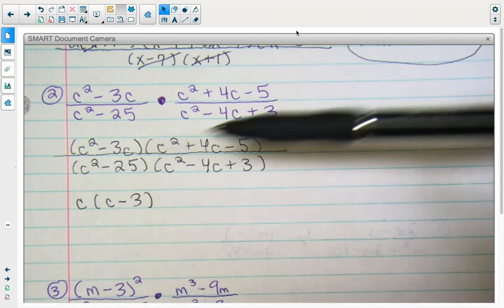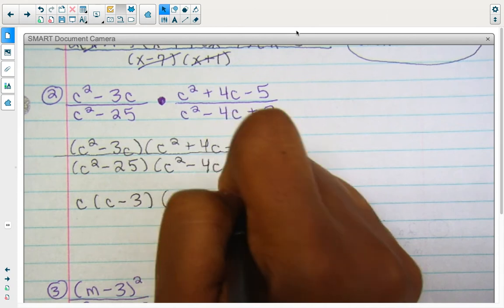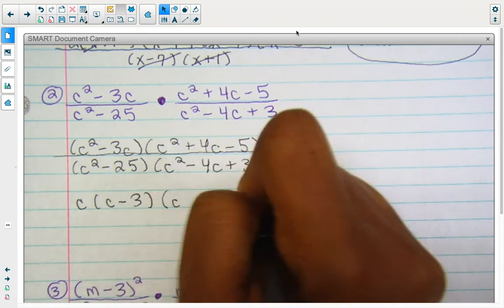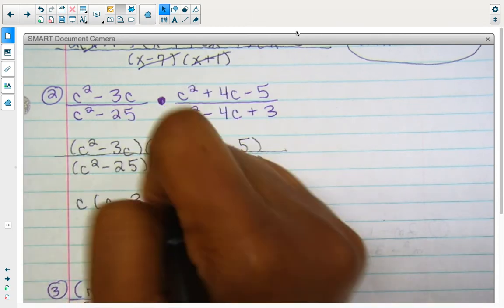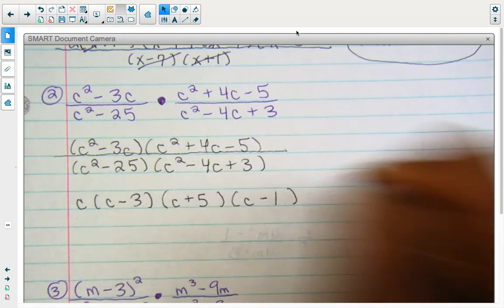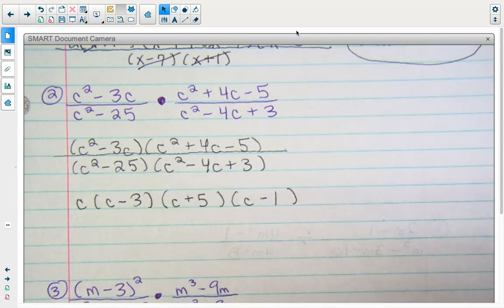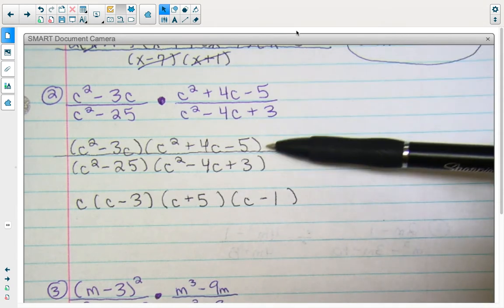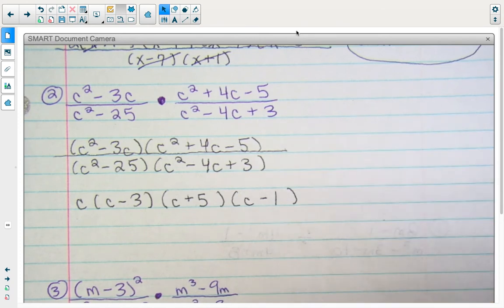Now we need to factor c squared plus 4c minus 5. So we'll set up parentheses, put our c's in there. We need to think of two numbers that multiply to give me negative 5 and add to give me 4. So those numbers should be 5 and negative 1. So 5 times negative 1 is negative 5, and if I add that together, it gives me positive 4. So this is just the numerator. That's just the top of my fraction. Now we need to move down to the bottom of our fraction.